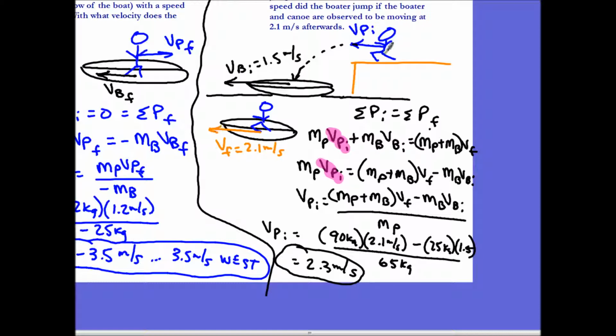This person slowed down. They were moving at 2.3. Now they're moving at 2.1. This one sped up. It was moving at 1.5. Now it's moving at 2.1. This one lost momentum. This one acquired momentum. But when we're all said and done, the total change of momentum is 0. That's how we used that law to determine what that initial speed was.